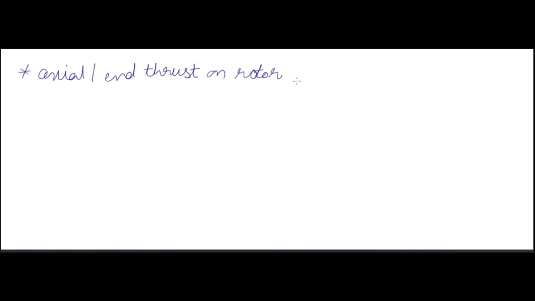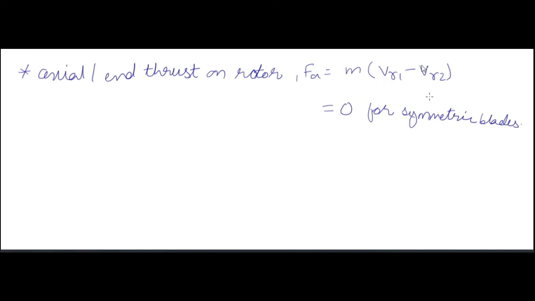Axial end thrust on the rotor. So F axial is equal to m into (Vr1 minus Vr2). If you have symmetric blades, then axial thrust will be 0. For symmetric blades, axial or end thrust on the rotor is equal to 0. Otherwise it will be m into (Vr1 minus Vr2).